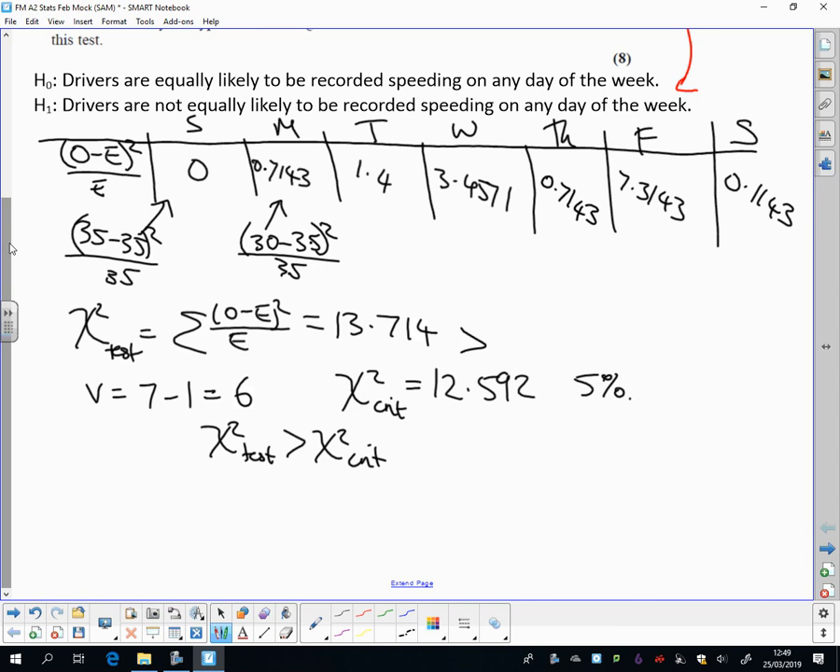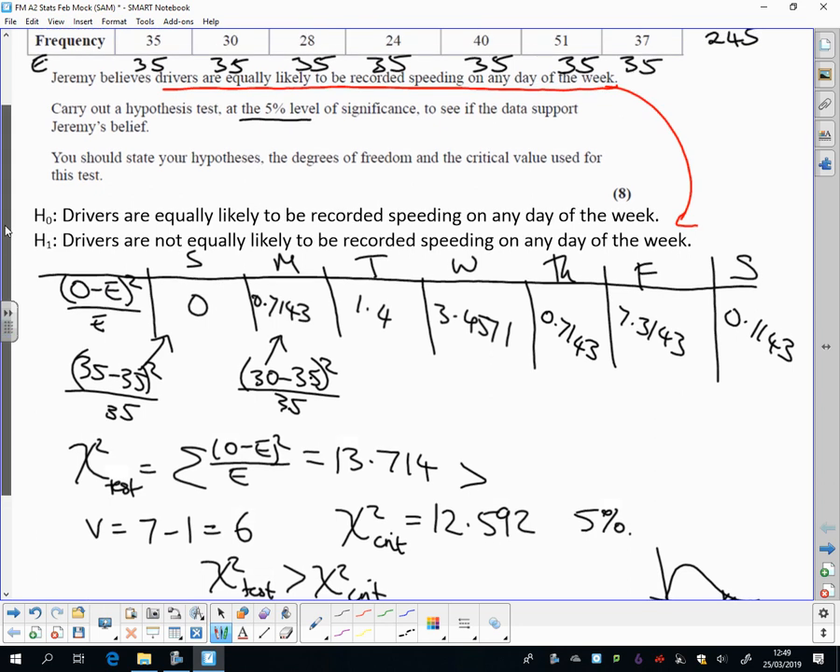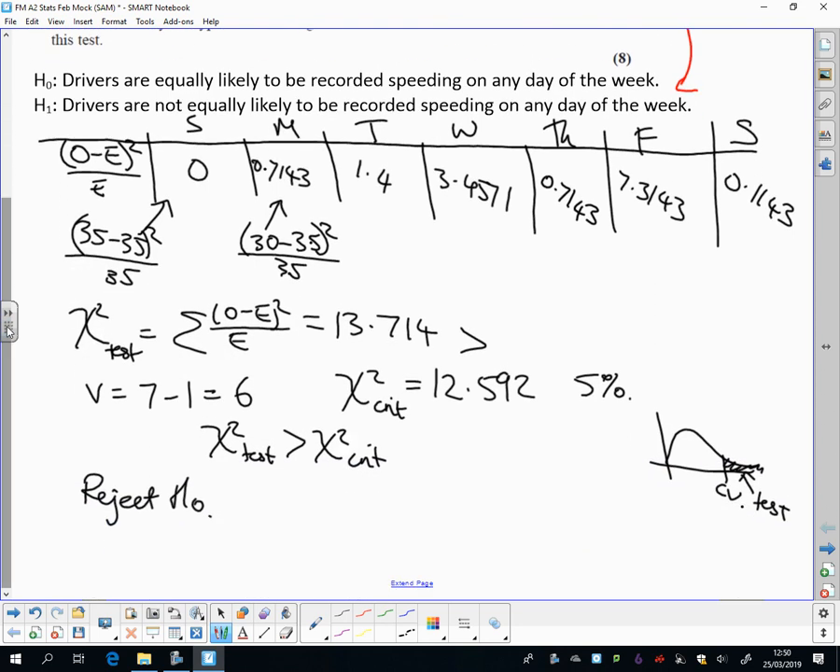And this means, okay, so roughly the chi-squared distribution, there's our critical value, and this is where our test statistic is. That is in the critical region. So if we are greater than that, we're in the critical region. If we're in the critical region, we're going to reject H0. Now, the easy way to mark it like this is it needs to be back in context. Now, in context, what are we doing? We're rejecting Jeremy's belief. Okay?